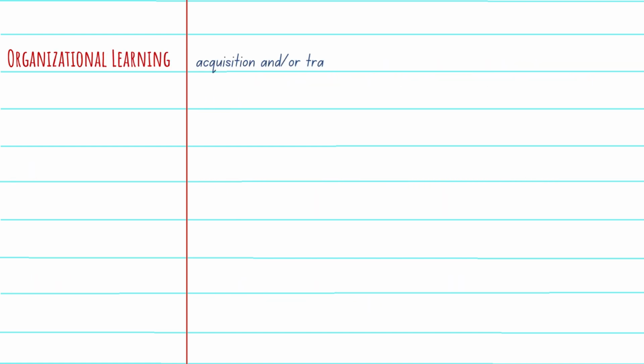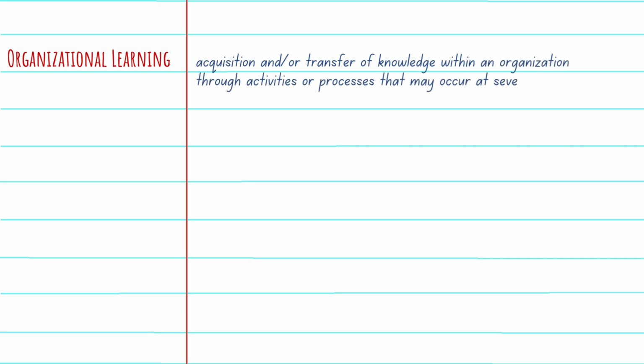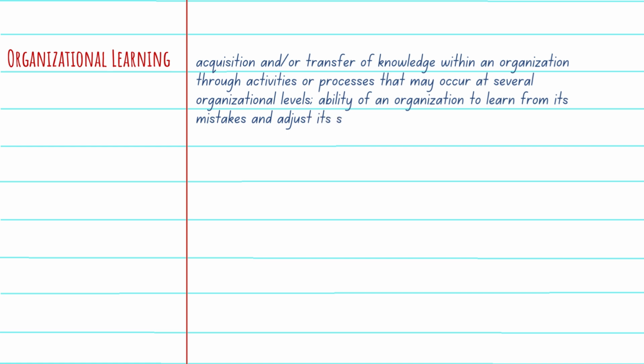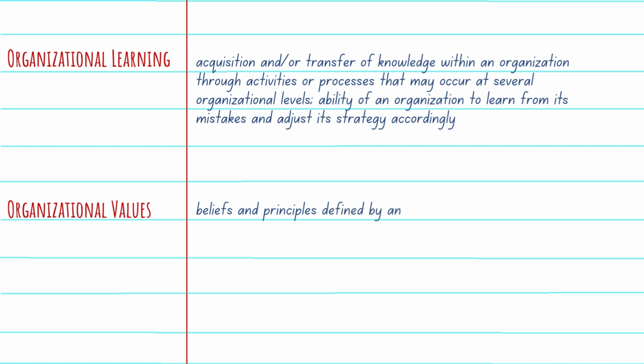Organizational learning is the acquisition and/or transfer of knowledge within an organization through activities or processes that may occur at several organizational levels. It is the ability of an organization to learn from its mistakes and adjust its strategy accordingly. Organizational values are the beliefs and principles defined by an organization to direct and govern its employees' behavior.